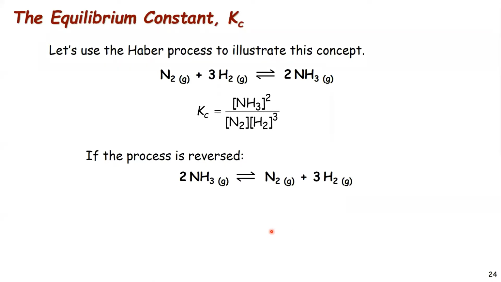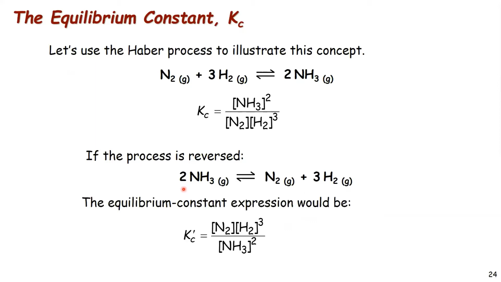And if we reversed the process, now we'd put the products, again, each raised to the coefficient, divided by the reactants raised to the coefficient, and that would look like this. I put the prime here just because this is for the reverse reaction. My point here is the relationship between these two reactions and the K value. The K value for the reverse reaction is just the inverse of that original equilibrium constant. So K prime is just equal to 1 over K.